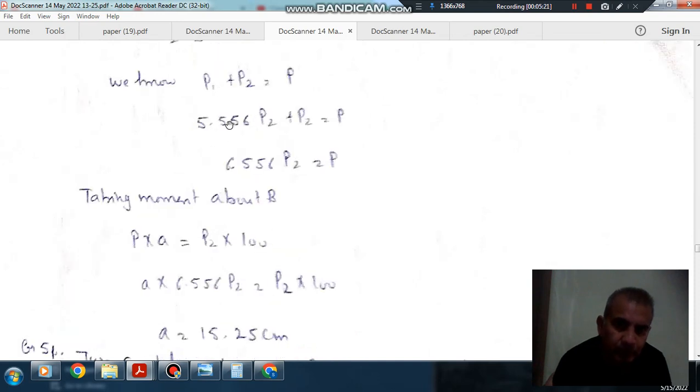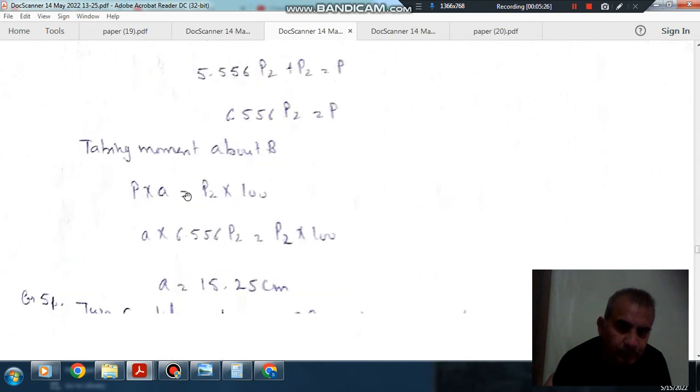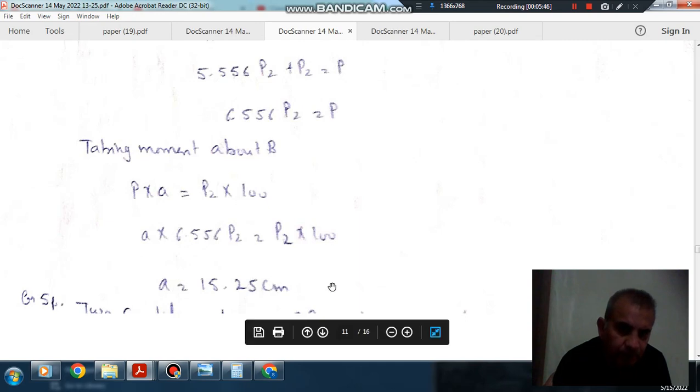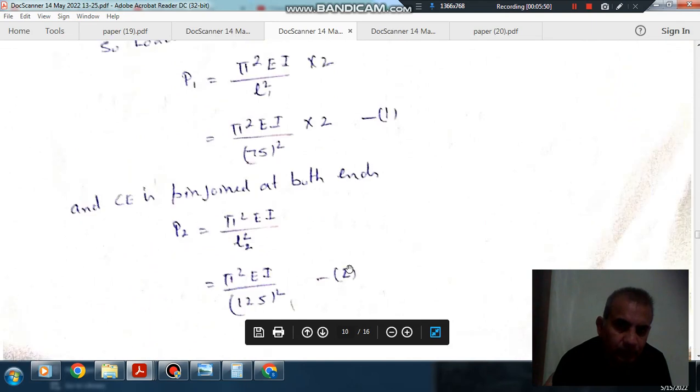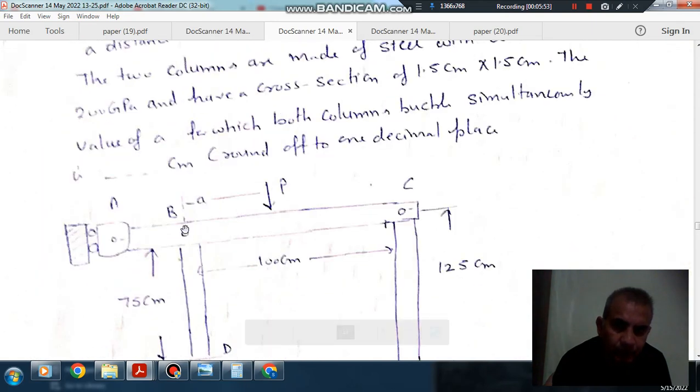Okay, so putting the value of P1 in terms of P2, that is 6.556 P2 is equal to P, and taking moment about B, P into A is equal to P2 into 100. Okay, so P is your 6.556 P2. So A into 6.556 P2 equals P2 into 100, so A comes out as 15.25 centimeter. Okay, so answer is 15.25 centimeter.